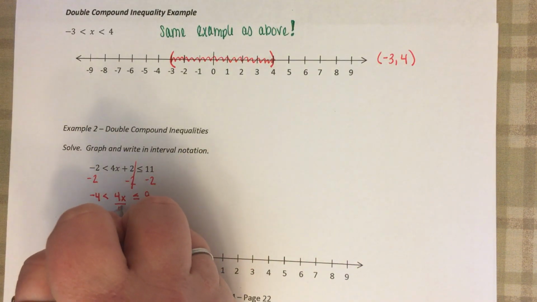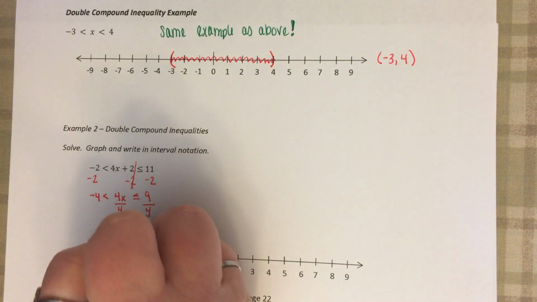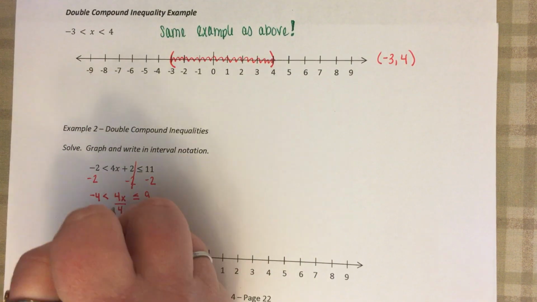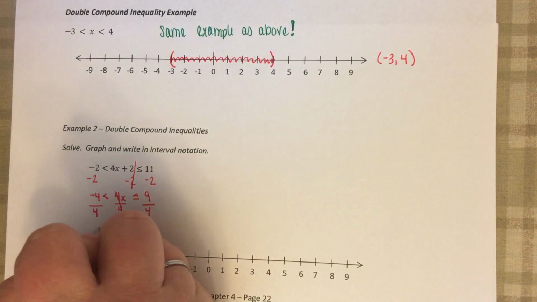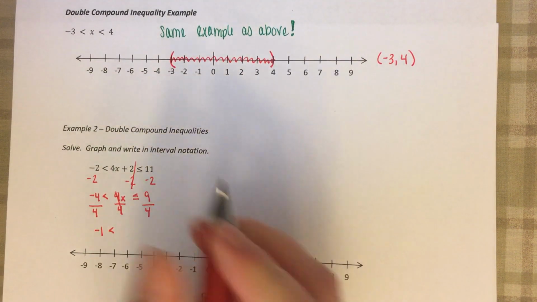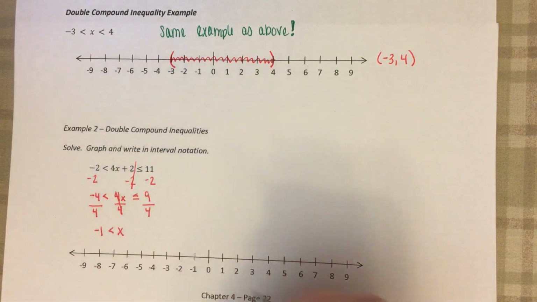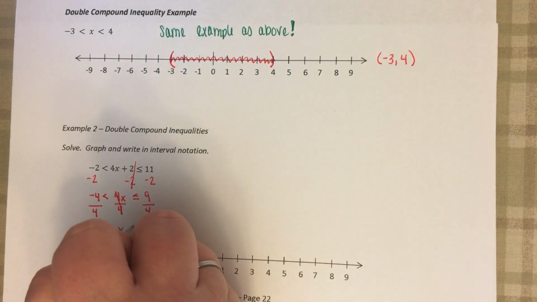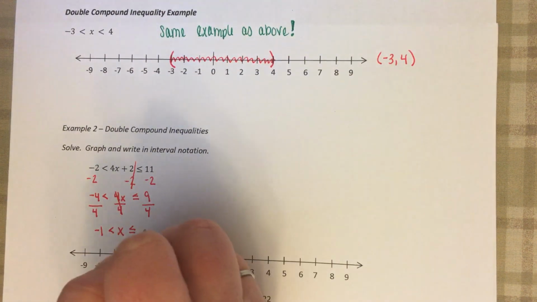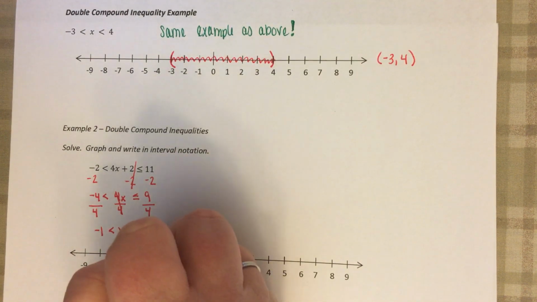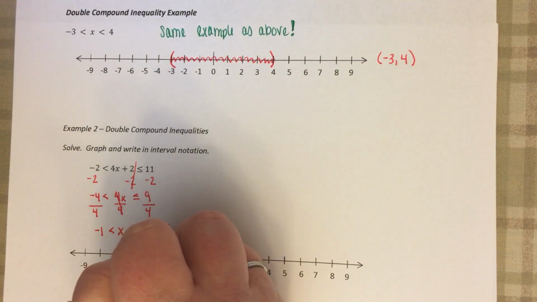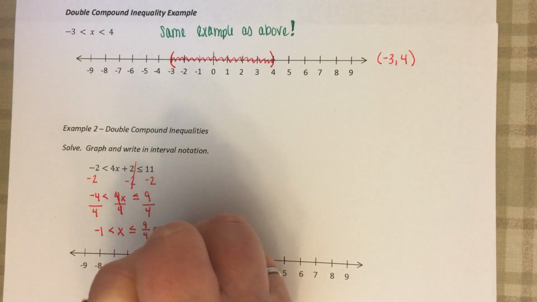Then we want to finish getting x all by itself, so we're going to get rid of the coefficient. We're going to divide everything by 4. -4 divided by 4 gives us -1. Keep our less than symbol. The 4's cancel, we're left with x. Keep our less than or equal to symbol. And then we get 9 over 4, or if we change it to a decimal, 2.25.